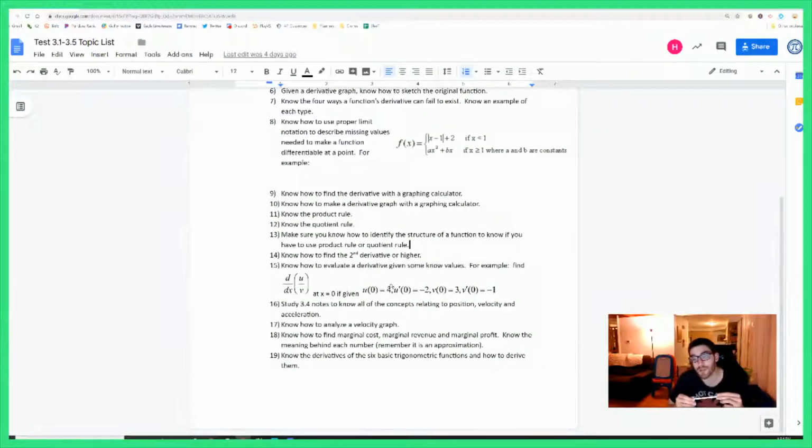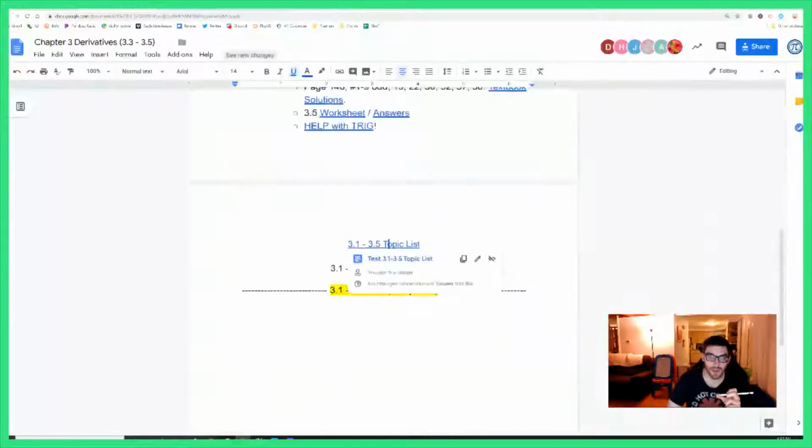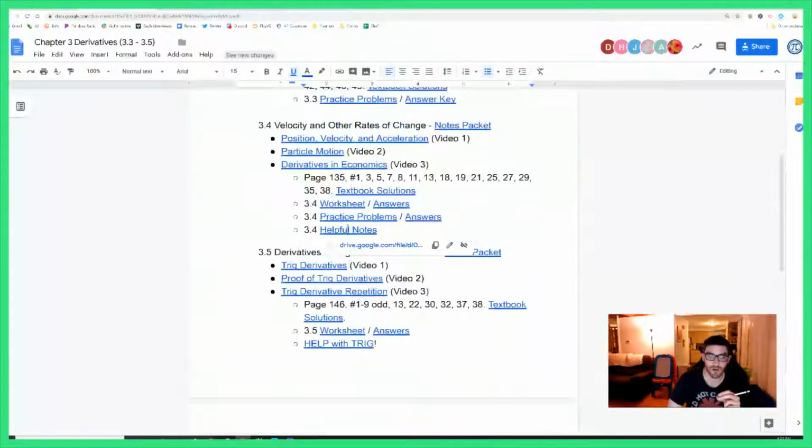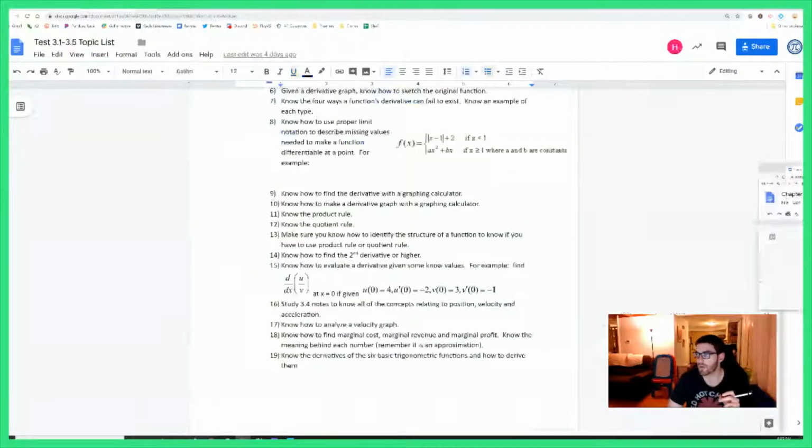I mean, that's a really big part of this assessment. Making sure you're familiar with those. They are, of course, right here. If you go here, you've got your particle motion helpful notes right here, very important. And of course, your help with trig for 3.5 if you need some help with trig.